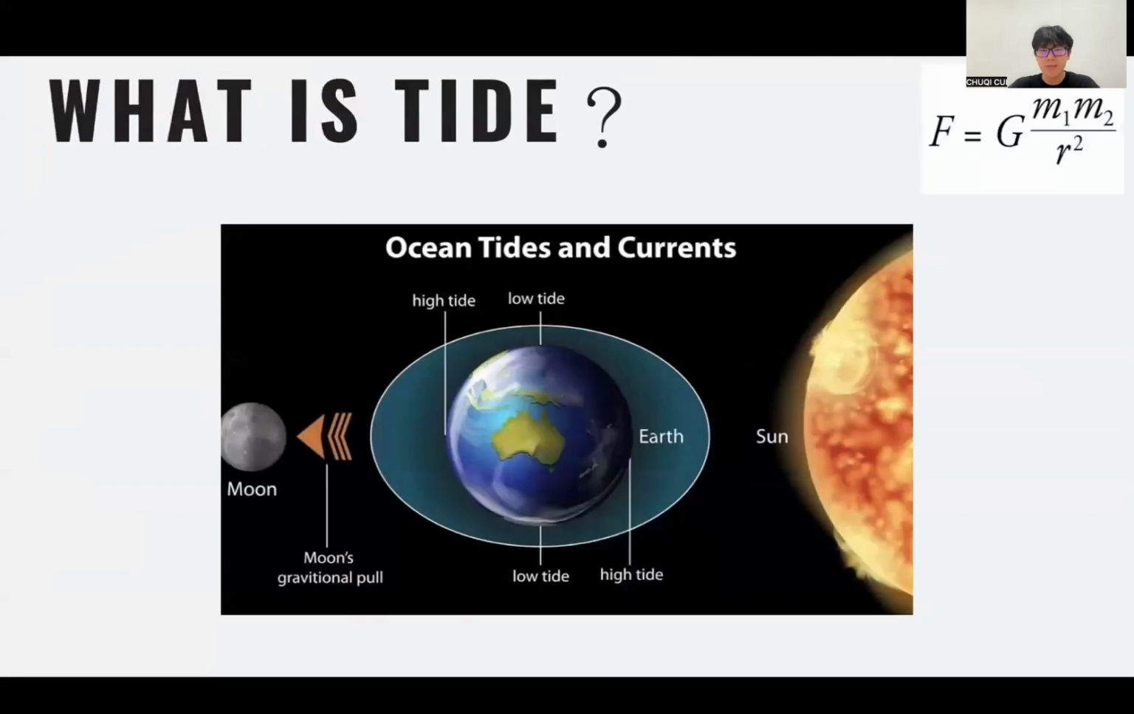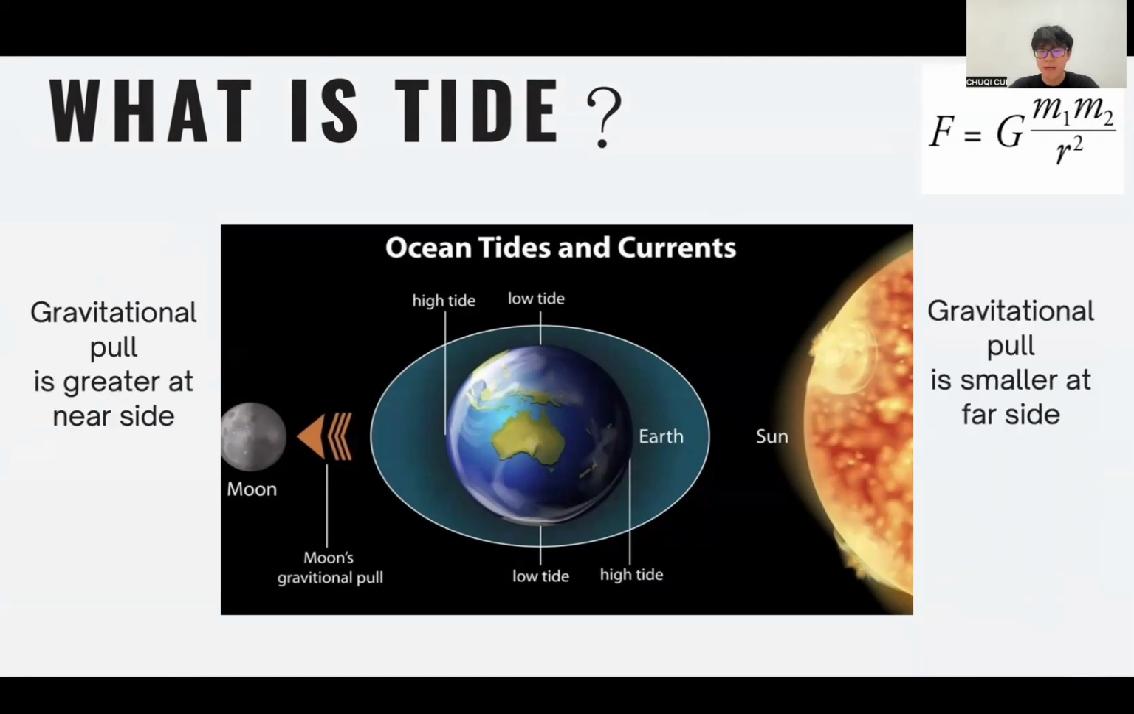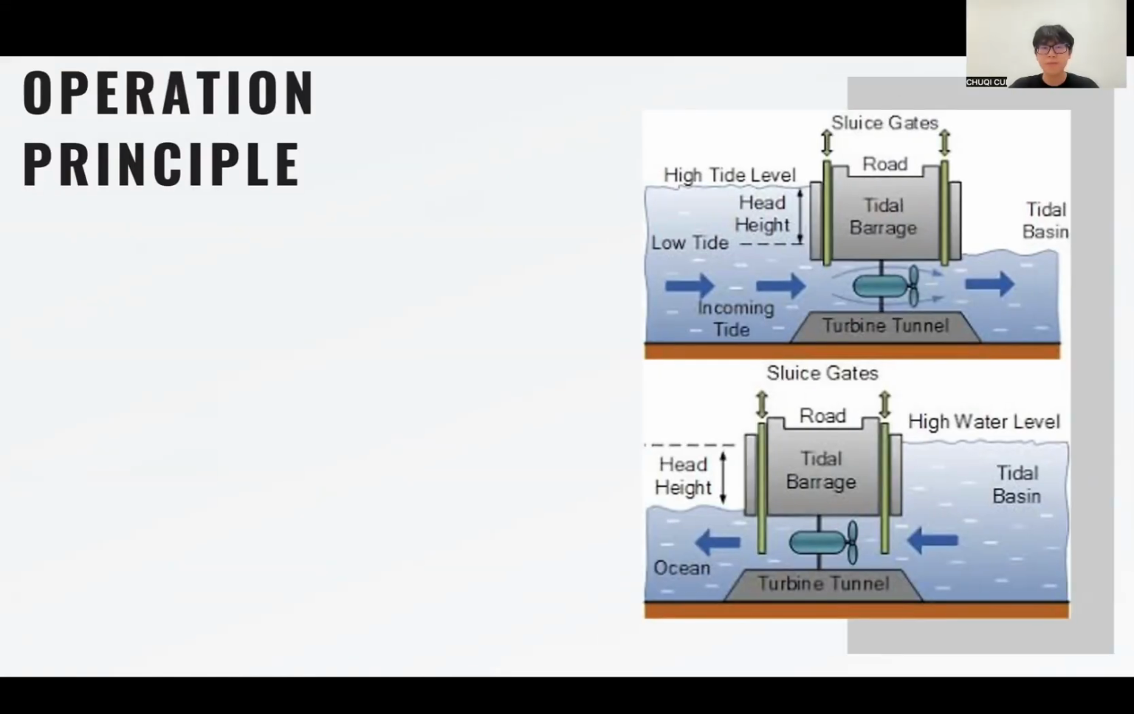Our Earth is orbited by the moon through gravitation. The moon attracts the ocean, that's why there are tides. When the side of the Earth is close to the moon, the gravitational pull is greater and there are higher tides. On the opposite side, there are lower tides.